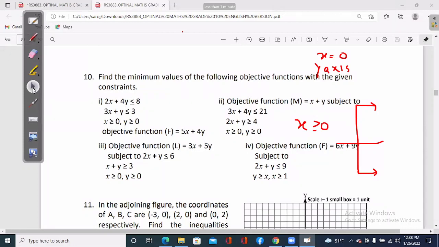But you have to write the language. X is greater than or equal to 0 means let the boundary line be x equals 0, which represents the y-axis, and its boundary region is towards the positive x-axis. This much you have to write. No need to. Y is greater than or equal to 0, means this.